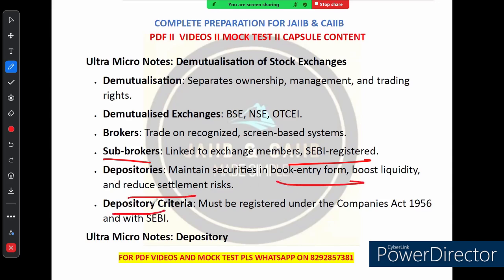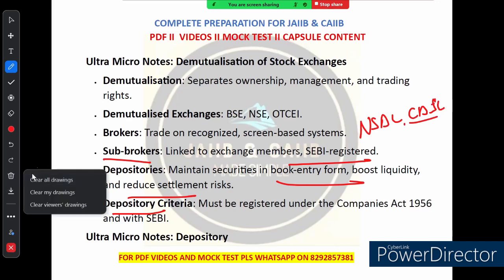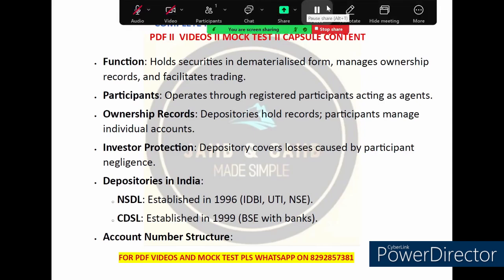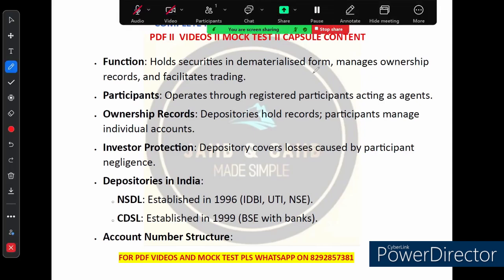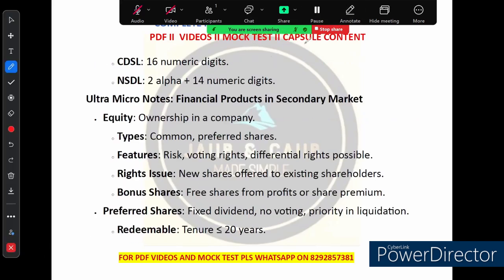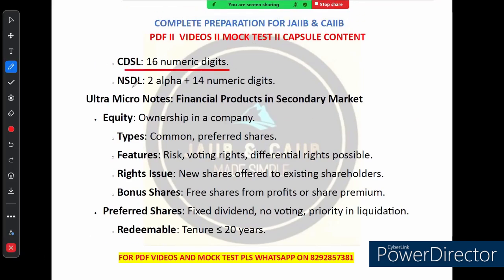Depository criteria. Examples in India, there are 2: NSDL and CDSL. The depository criteria is that it must be registered under the Companies Act 1956. Now about the depository IDs: CDSL has 16 numeric digits, NSDL has 2 alpha plus 6 numeric digits.